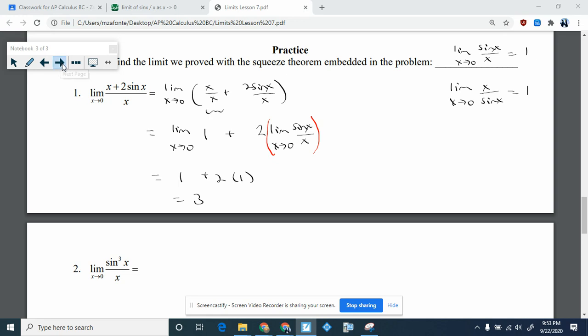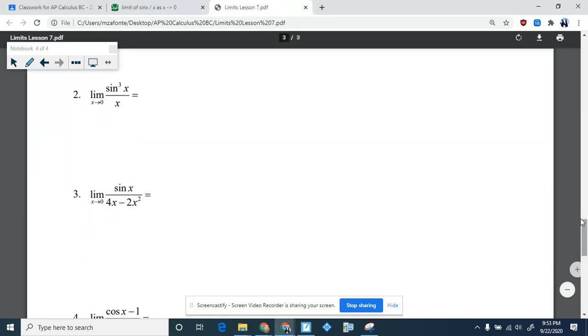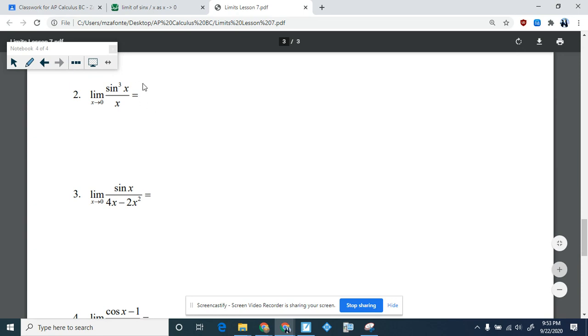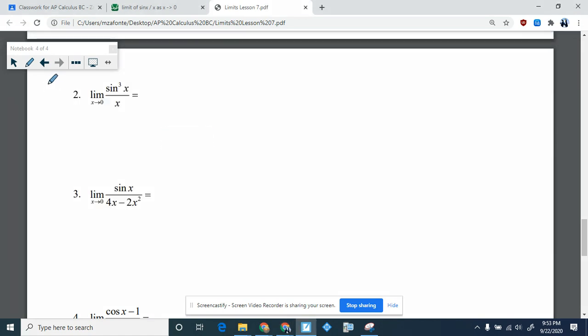All right, let's take a look at the next problem here. Next problem, not as bad. All right, so you get limit of sine cubed x over x. So again, if you tried to directly substitute, you'd get sine of 0 over 0. So it wouldn't work. You get an indeterminate form. So you've got to try something. So the something to try here is to rewrite this. Like, how would I rewrite this? Well, you're looking for sine x over x.